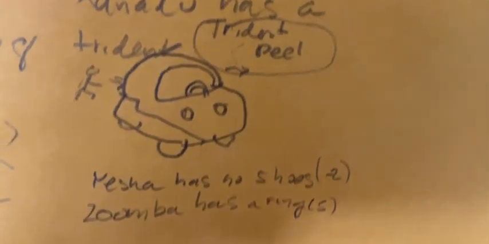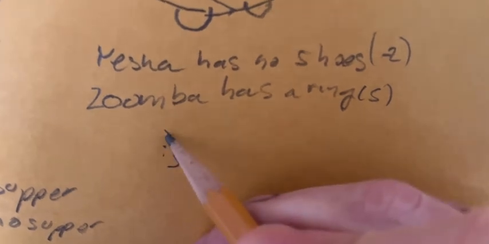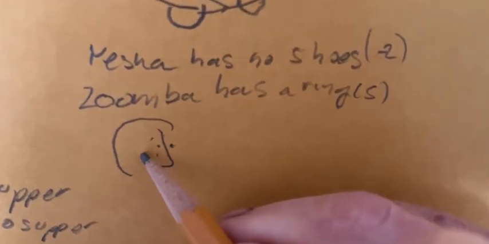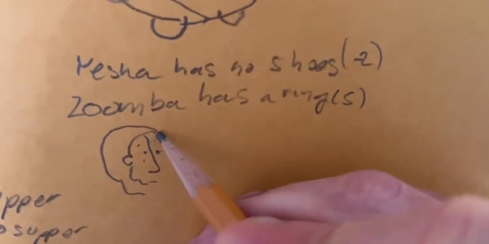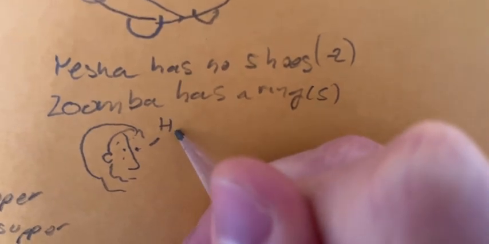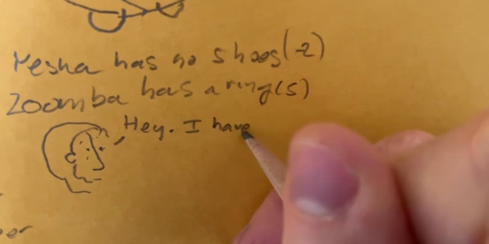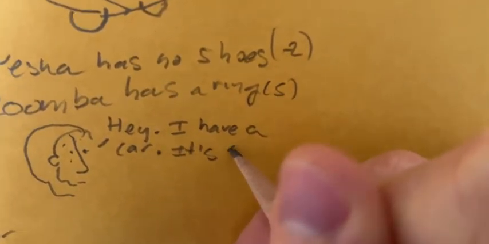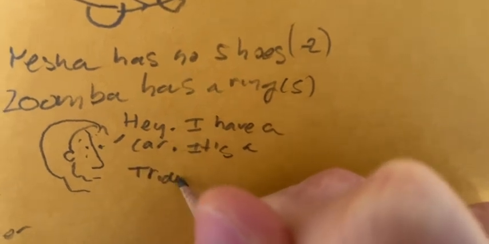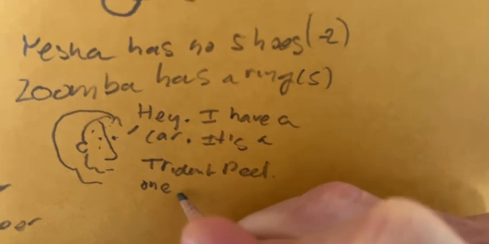So, what's his name? Xanadu tells Yeska, hey, I have a car. It's a trident feel. One of us can go.